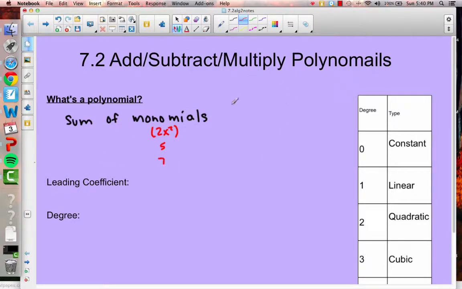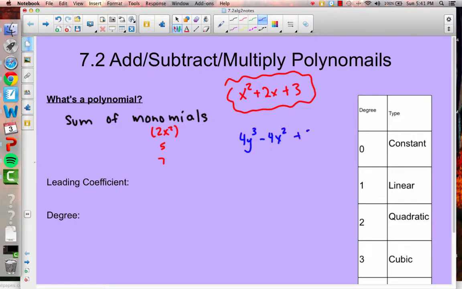So a polynomial might look something like this. X squared plus 2x plus 3. Okay, this would be an example of a polynomial because we're adding a bunch of monomials together. And it can have some subtraction in there too. It could also be like 4y to the third minus 5 or 4x squared plus 3. Okay, now this is not y squared. Not the greatest example, but it's also a polynomial as well.